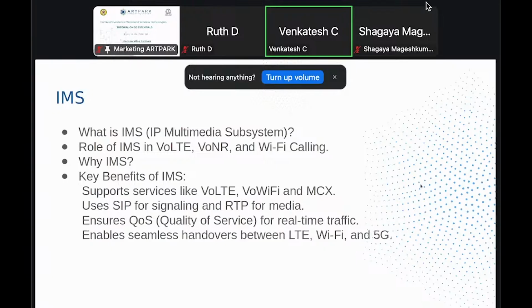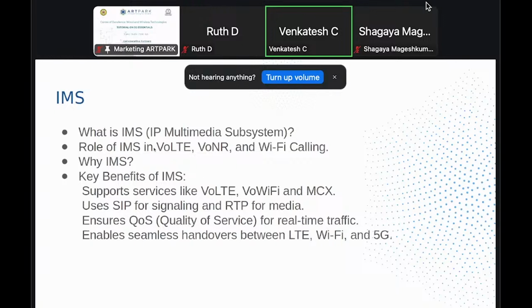IMS was introduced to replace traditional telephone infrastructure and it provides a unified communication framework. It works with both wireless and wired networks, ensuring users can make high quality calls over cellular, and even with Wi-Fi. Both 4G and 5G are supported.